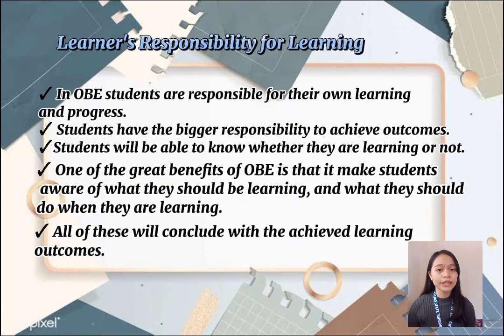Learners' responsibility for learning. In OBE, students are responsible for their own learning and progress. Students have the bigger responsibility to achieve outcomes. Students will be able to know whether they are learning or not.